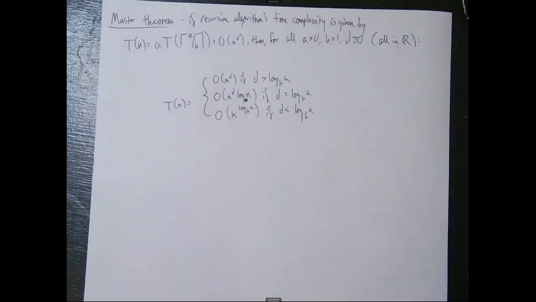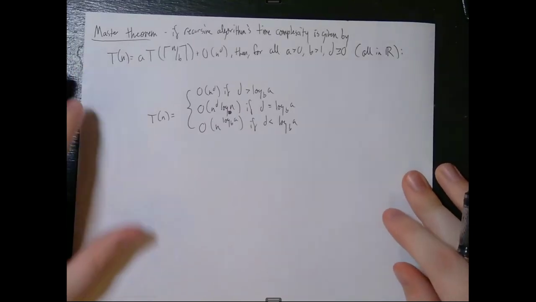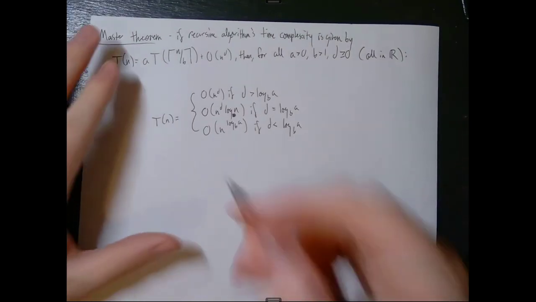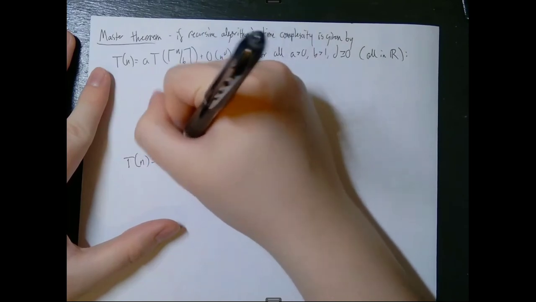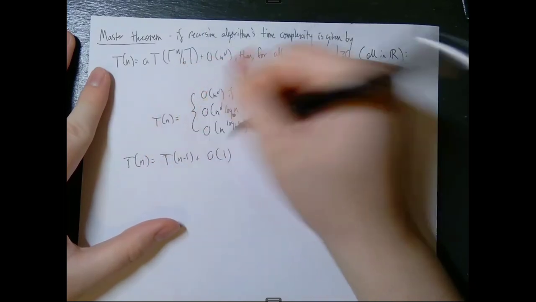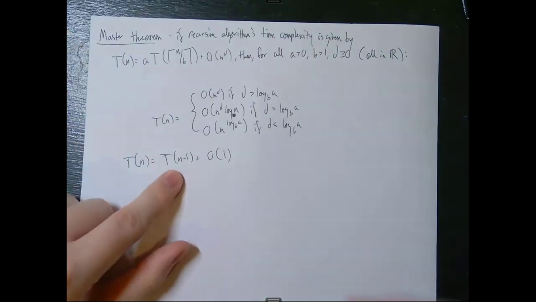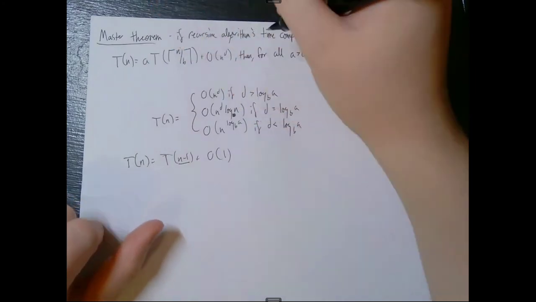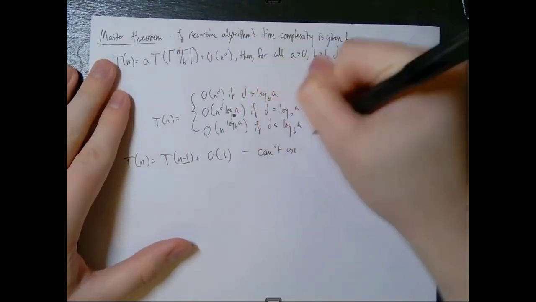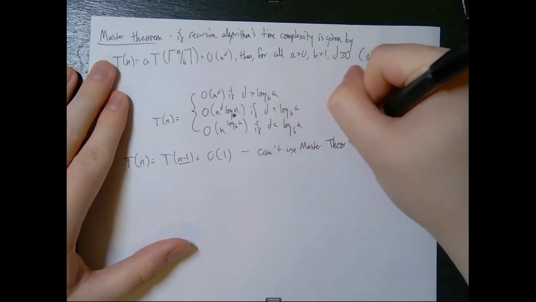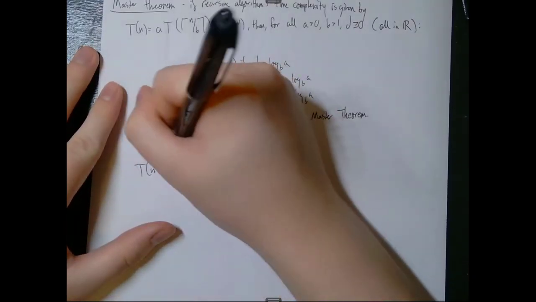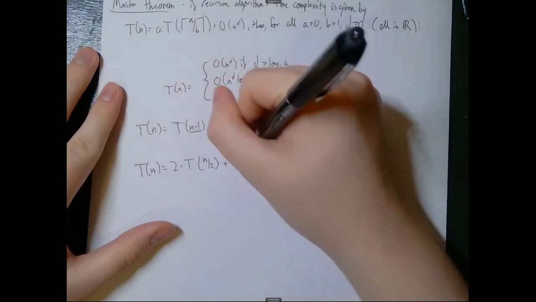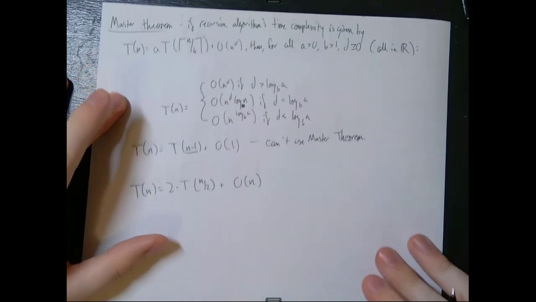But let's check if we can use the Master Theorem on any of the functions that we've talked about so far. So let's take a look at T of n equals T of n minus 1 plus O of 1. We can't use the Master Theorem here because we have T of n minus 1 here, not T of n divided by something. So we can't use the Master Theorem. You have to use the tree method. However, if we look at merge sort, T of n equals 2 times T of n divided by 2 plus O of n. We actually can use it here.